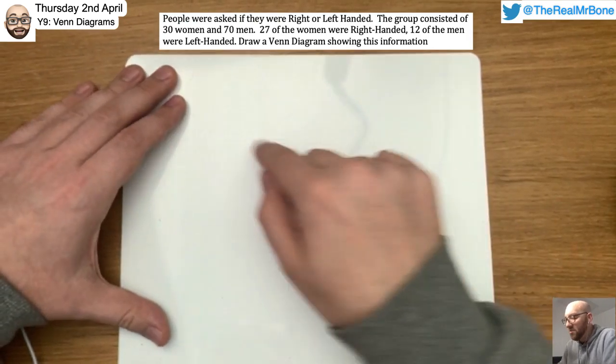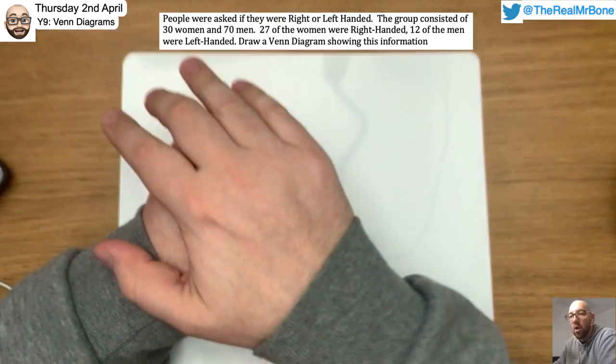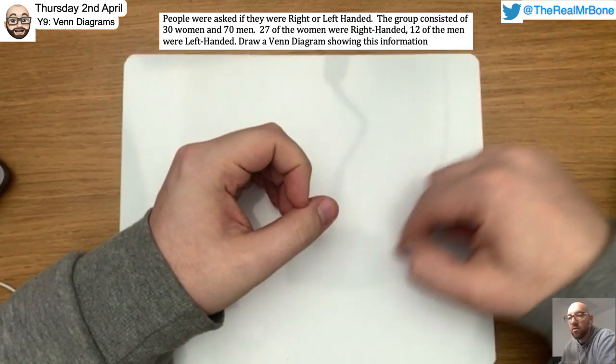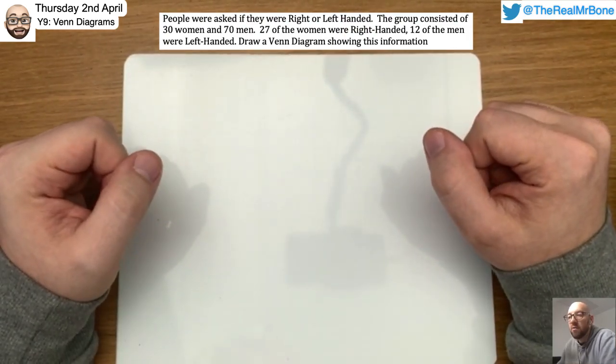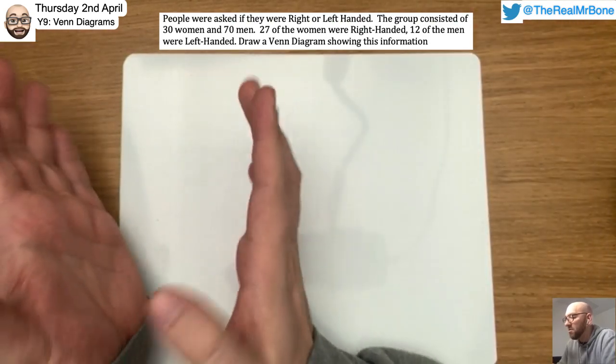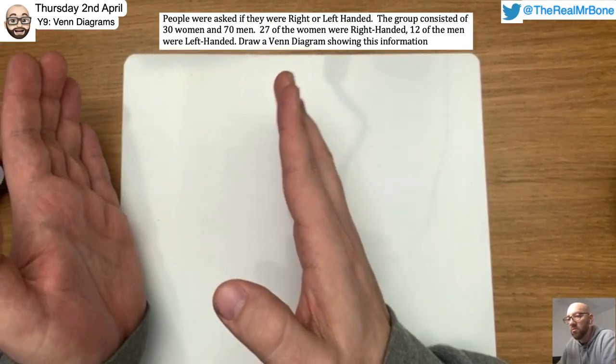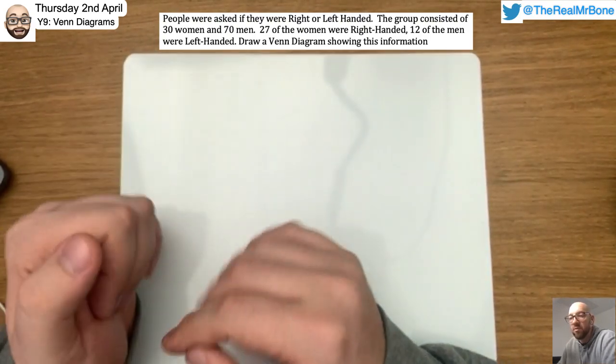So we need a circle where we're going to put in all the males, and we'll have another circle where we need to put if they're right-handed. There's no point having a circle for men and a circle for women, because if you're not in one of the circles, you must be in the other one. The circles need to be two things that overlap.